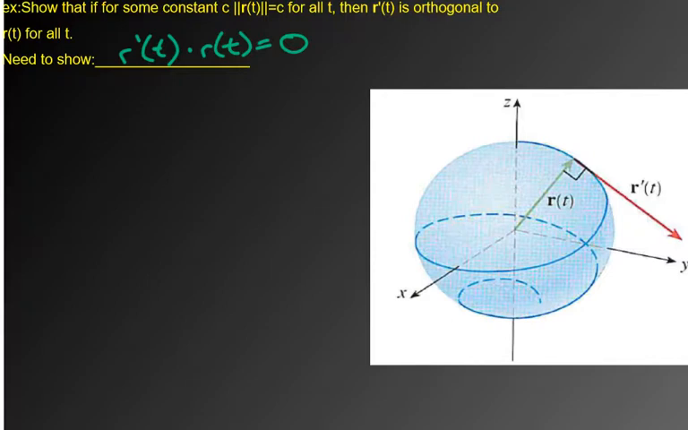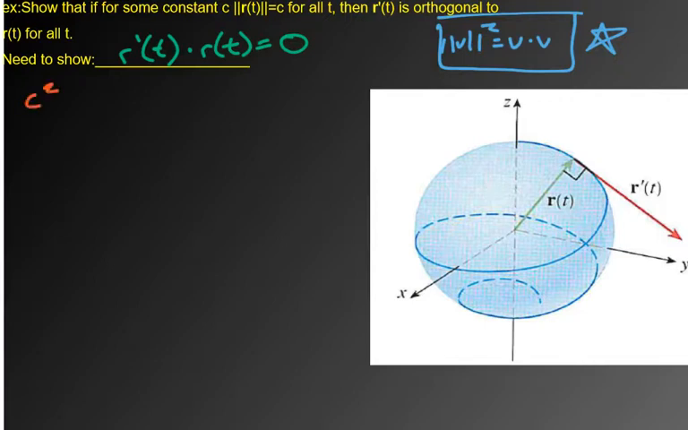So the way we can do that, we have this property, and I'm just going to put it up here. If you take the magnitude of a vector and square it, it's the vector dotted with itself. That's something that I proved way early on with vectors. Basically, I'm going to use that. So I'm going to square c, so I'm going to do c squared, which would be the magnitude of r squared, which would then be r dotted with r, right?